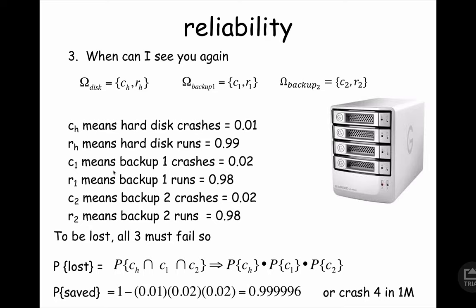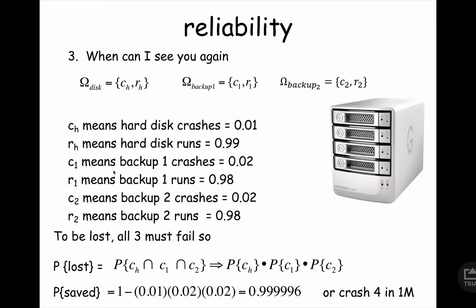Or rather, we multiply our three probabilities together and we subtract it from 1, and we get the probability that information is saved, right? So here's our product here. That's information being lost. 1 minus that product is the probability of information saved. So information is saved 999,996 times out of a million.